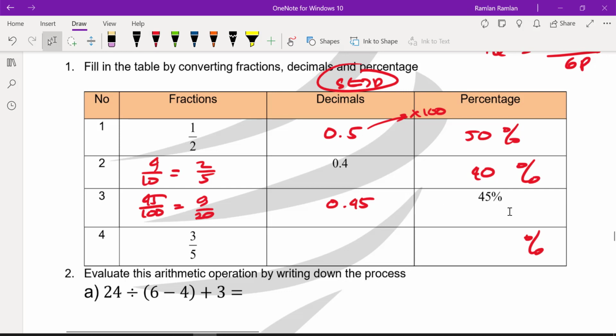Next one is 3 over 5. Again, just press 3 over 5, then press equal, and then press that S-D button. You'll get 0.6, and then multiply this by 100 to get the percentage, so it will be 60%.